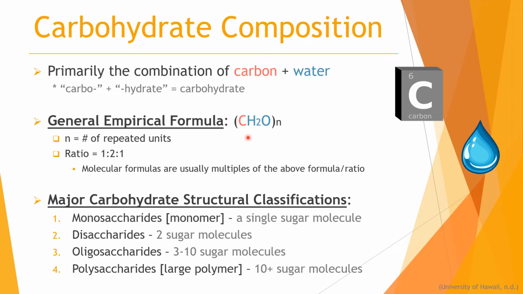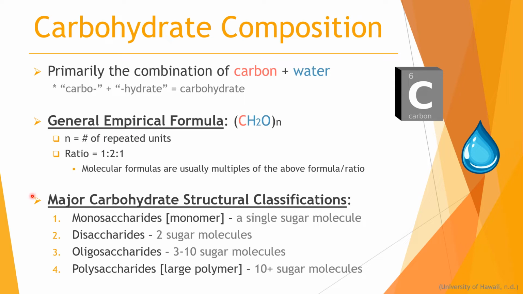And here you can see how it would be formulated in the empirical formula, or basically it's the smallest molecular formula that we have for any of these carbohydrates. The n over here is just standing for the number of repeated units, which means that this is our basic formula that can then be multiplied. So our ratio ends up being 1 to 1 for the order of carbon, hydrogen, and oxygen.